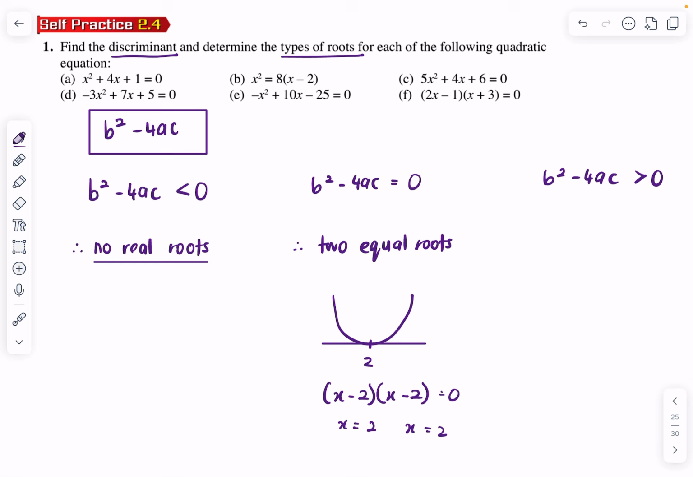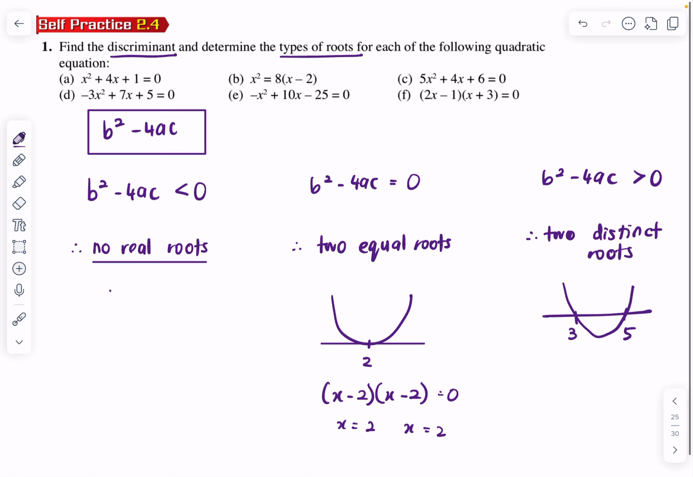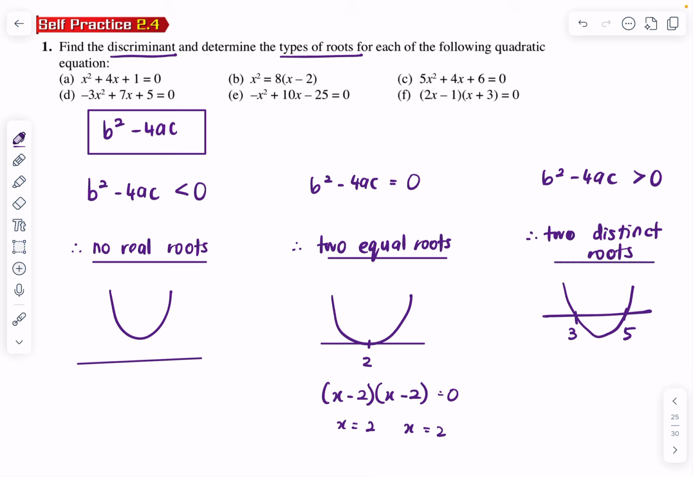Okay, if b square minus 4ac more than 0, that means your equation will look something like this. You will get two distinct roots. Distinct means different, so you get two different roots. Let's say one is 3, one more is 5. Here your graph will look something like this. So it will not intersect the x-axis. Therefore, there are no real roots. So this one you have to remember.